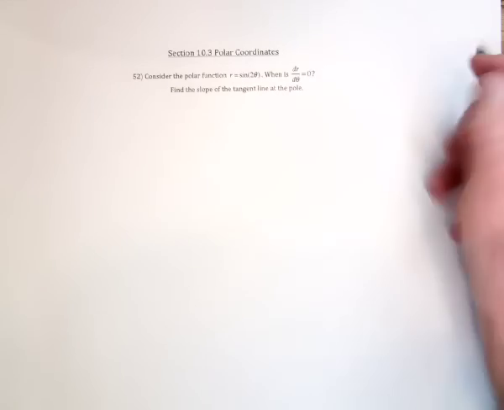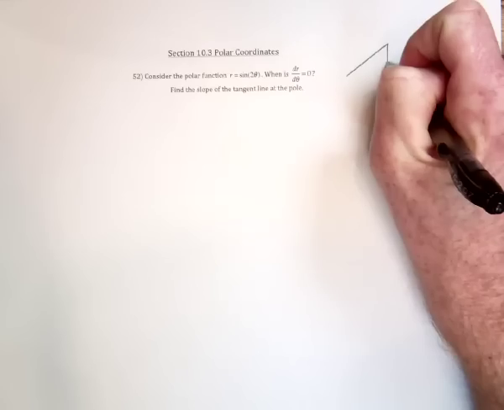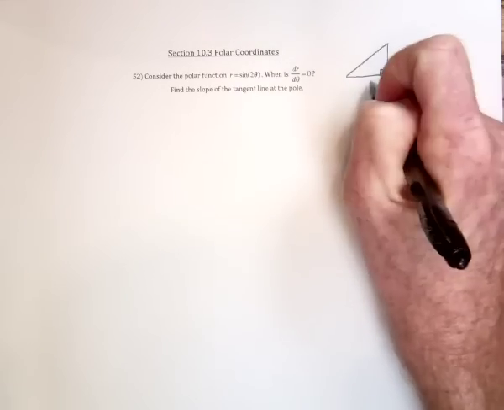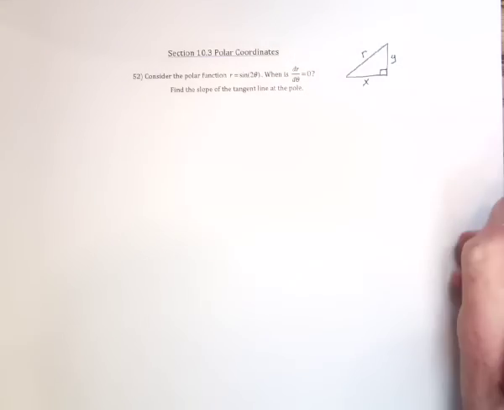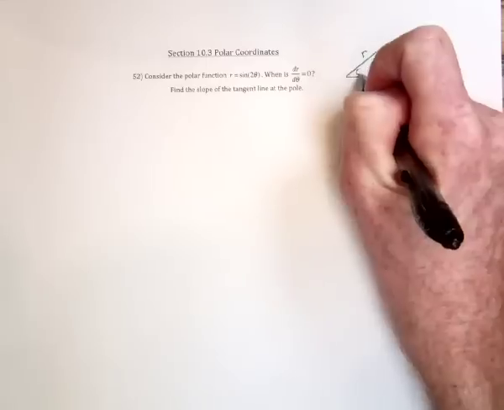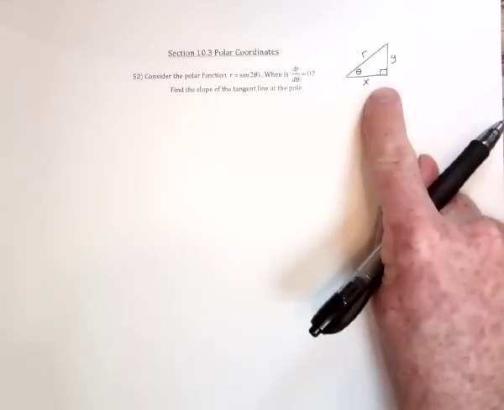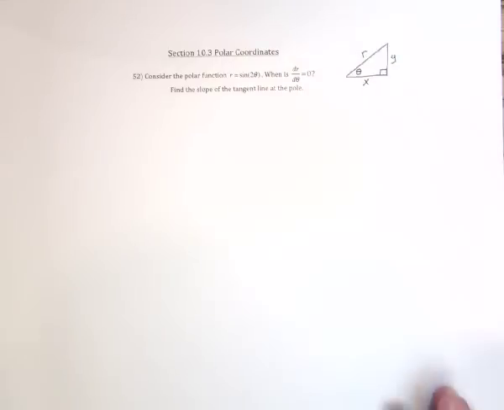So keep in mind that with polar coordinates, if you ever forget the formulas that convert between the two, you can always just make a right triangle. This would be x, y, and r. And if you put theta as the angle, then you can just use the definition of sine, cosine, and tangent to come up with formulas that involve x and y and r and theta.